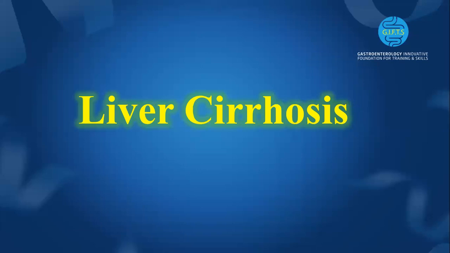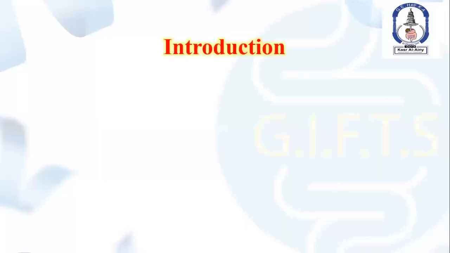Okay, now we have known the anatomy of the liver, the histology of the liver, and the functions of the liver. So let us see what happens when we damage this liver. What happens when there is liver cirrhosis? What is cirrhosis? What is this term? What is its origin and what does it mean?